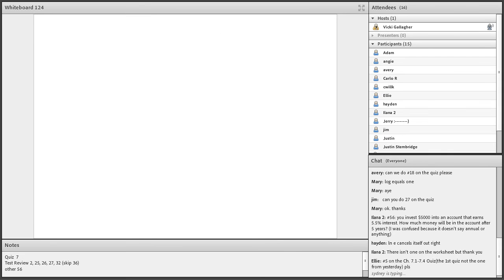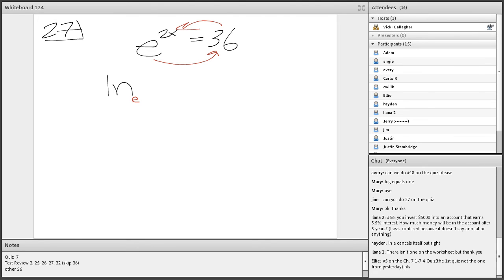All right, number 27. Very similar, a little bit easier actually, because the exponent is not as complicated as the previous one was. So this is an exponential form. We're going to change it to logarithmic form, and we have to use a natural log because the natural log has a base e. And it's natural log base e of 36 equals the 2x.